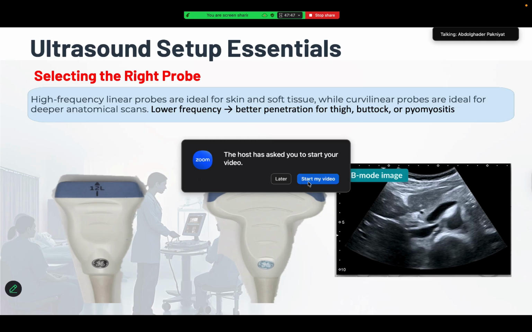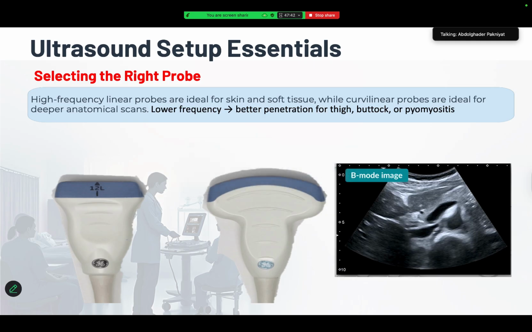Both of them we should use, depending on the case. If we are just looking for an abscess under the skin, a very superficial and shallow structure, use high frequency. But if you want to look at more deep structures, use the curvilinear, low frequency probe, which is best.